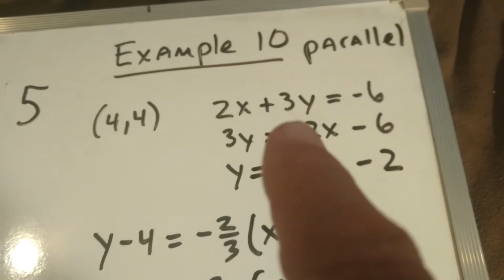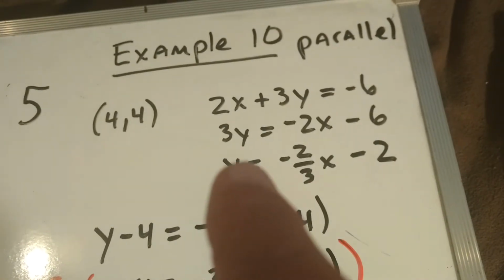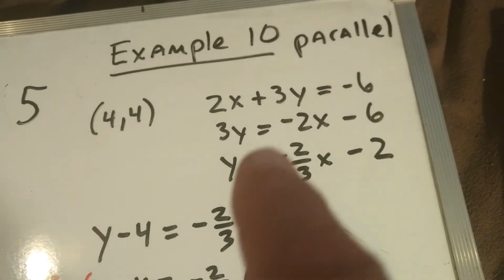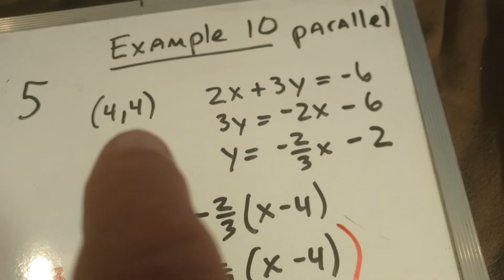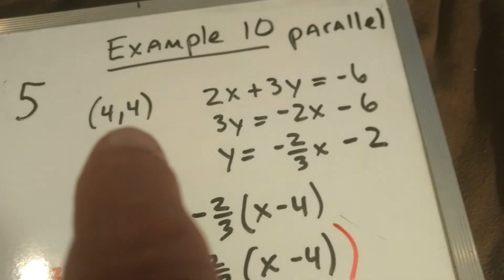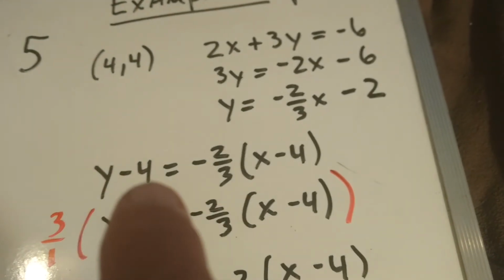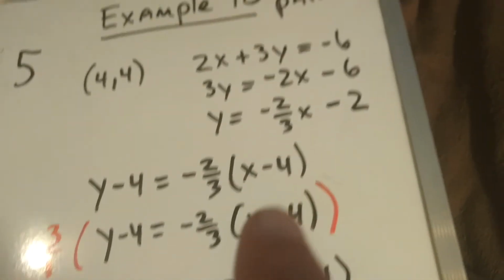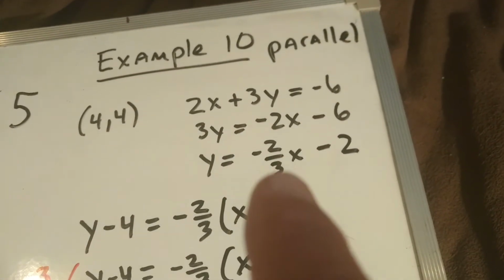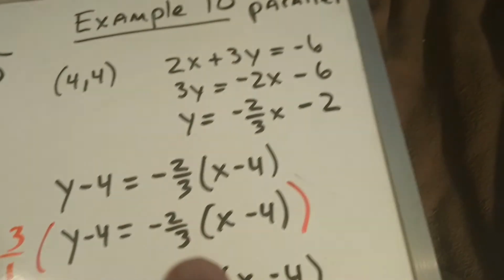So what we do is we take 2x plus 3y equals negative 6, subtract the 2x over, divide by 3, we'll find out the slope is negative 2/3. That means the slope of this line going through this point is negative 2/3. So using point slope, we have y minus 4 equals negative 2/3 times x minus 4. Remember, the lines are parallel. So the slope of this one is the same as the slope of this one.